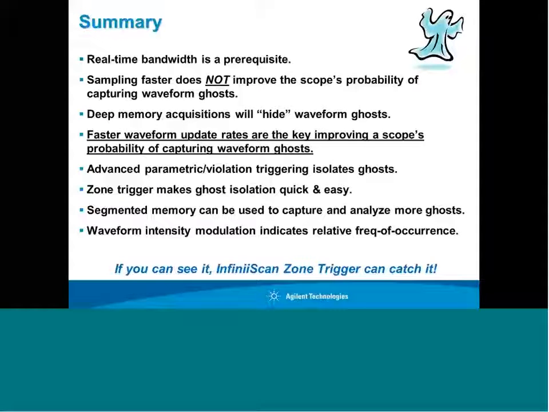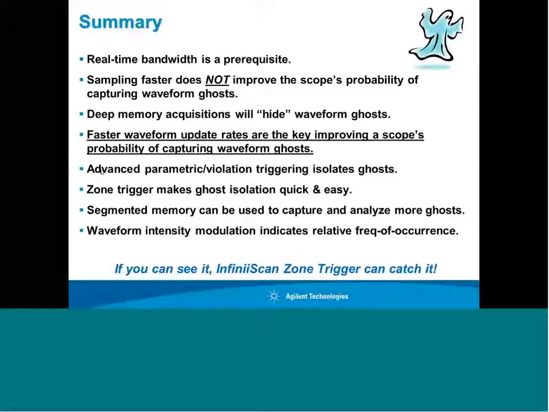Advanced parametric triggering will help you isolate ghosts, but this new zone trigger that I showed you actually achieves much of the same thing as advanced parametric triggering. It makes it much easier and much quicker to isolate and then zero in on perhaps what's causing these things. Segmented memory, we showed, allows your scope to capture more significant information without capturing the insignificant information. Capture what's important, not what's not important.